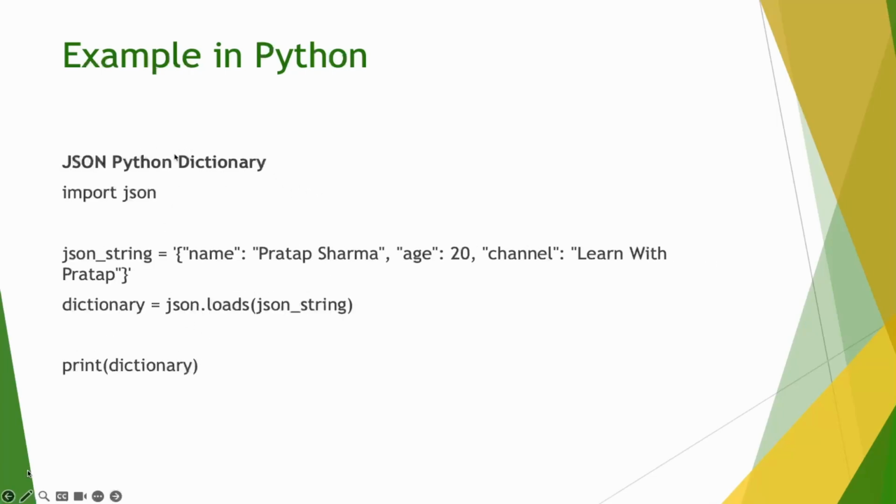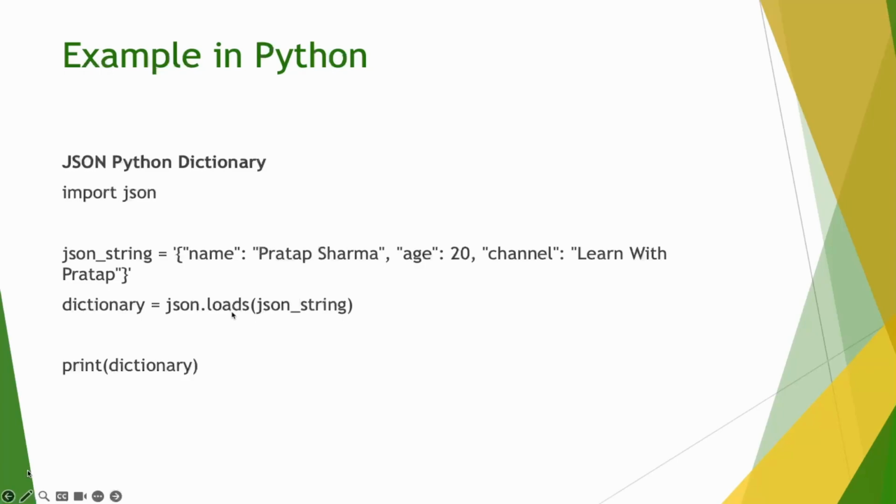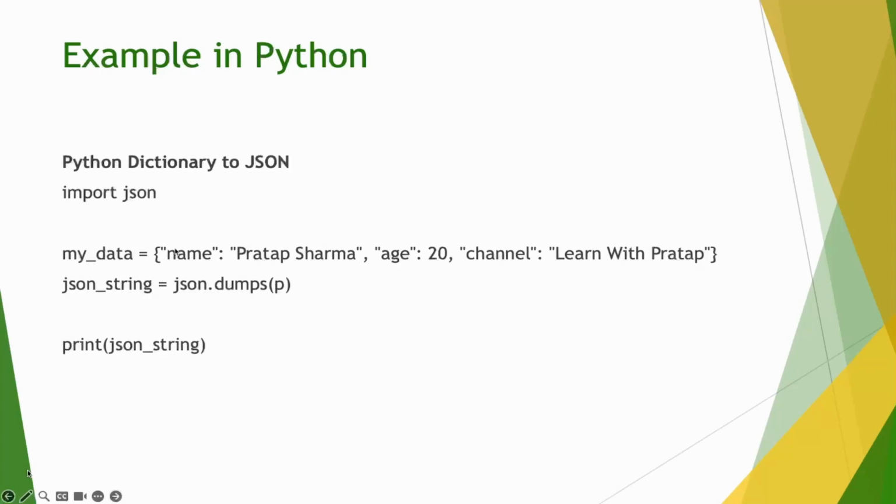If you want to convert the JSON to a dictionary, you can say import json. In the previous section we did json.dumps, which means we are converting the dictionary to JSON, but in this case we are loading. That means we are loading the JSON into a dictionary. If you can see the difference, in this JSON we are enclosing the whole object in single quotes, but in the dictionary we don't have the single quote. That's the main difference.